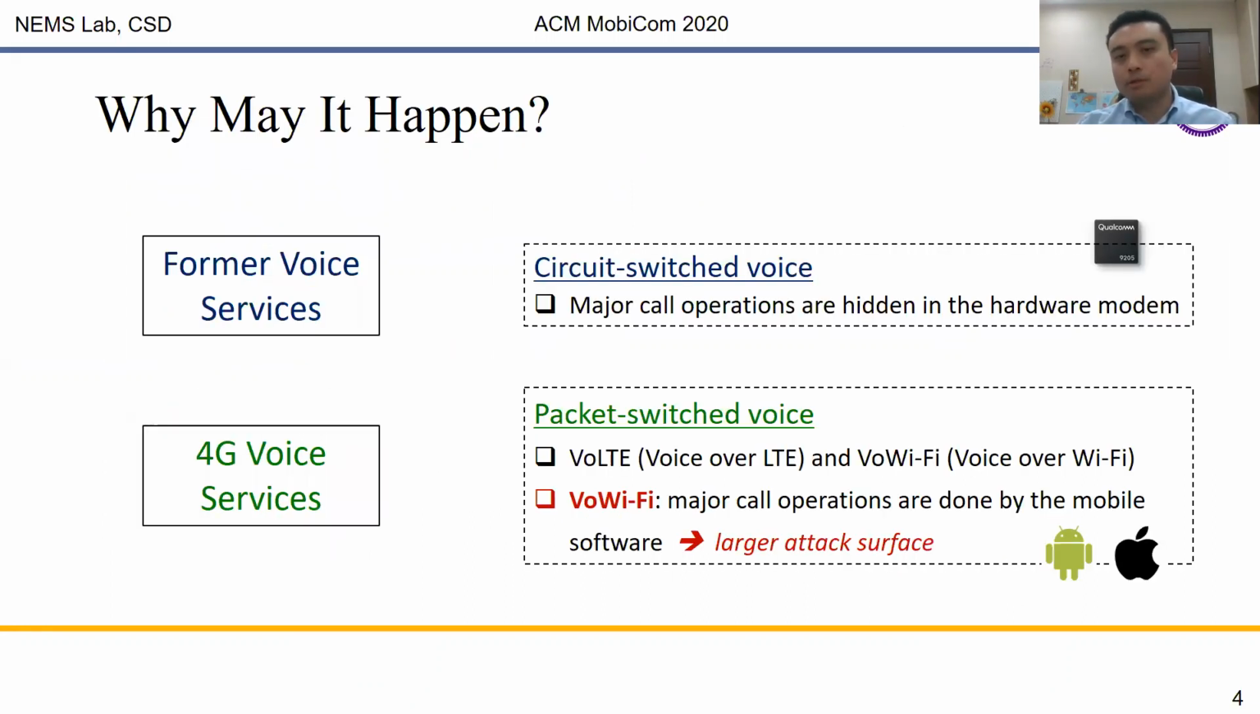Different from the former voice services, all the major operations of VoWi-Fi, which is one 4G voice service over Wi-Fi, are done by the software. So it has a larger attack surface. For example, once the mobile OS is compromised, the VoWi-Fi traffic can be intercepted, analyzed, and even fabricated.